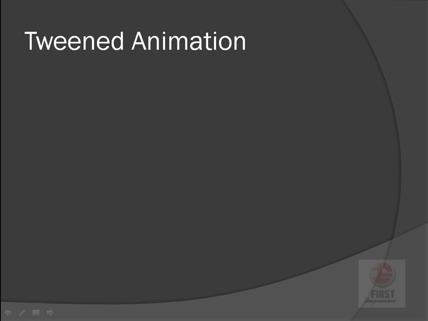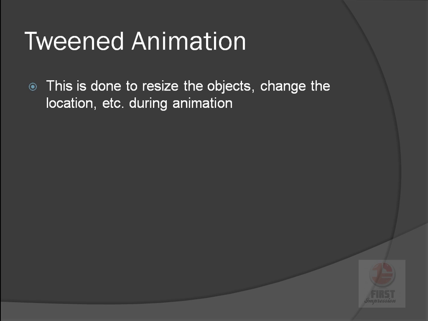After frame by frame animation, let's go towards tween animation. In tween animation, you have to give a starting point and an ending point, and Android will calculate all the middle frames from the starting point till the ending point. So let's start with a simple animation. This is done to resize objects, change location, etc. during animation. We have already gone through this.